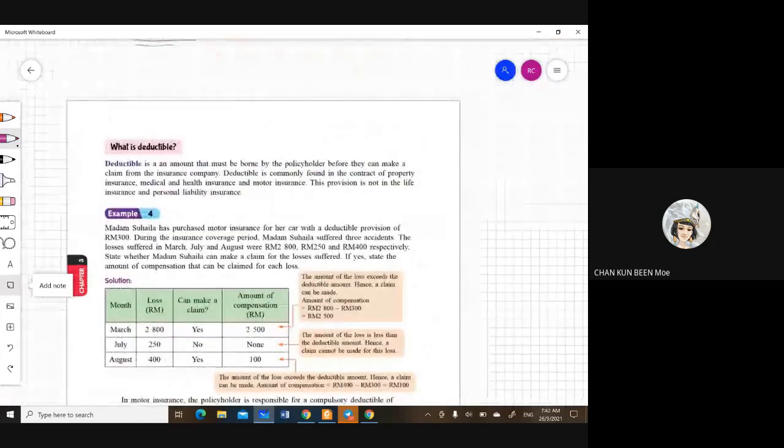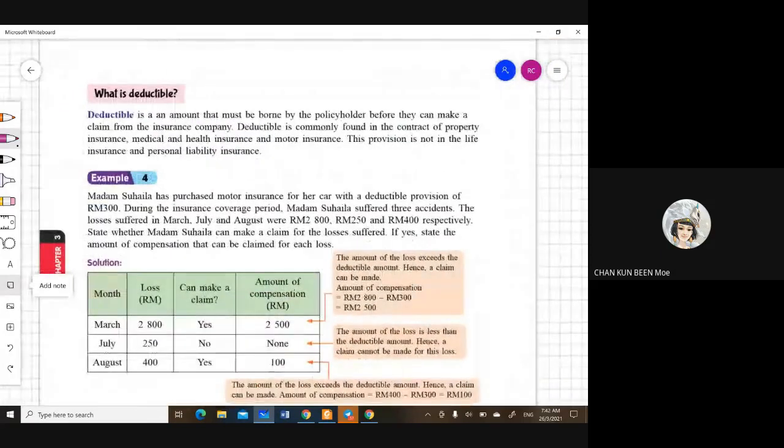Okay, now we are going to see what is a deductible. If you look at the explanation given over here, deductible is an amount that must be borne by the policyholder before they can make a claim from the insurance company. So you got to remember this. It is an amount that must be borne by the policyholder. Because it depends on the insurance, they will state over there how much the deductible is for the policy.